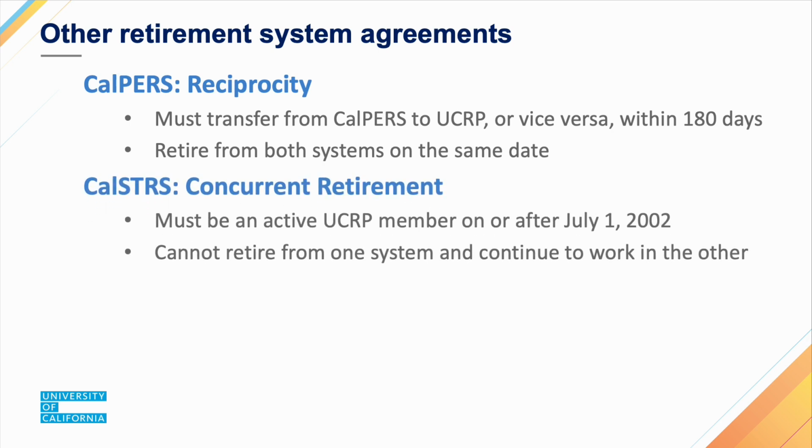To qualify for the concurrent retirement with CalSTRS, you must have been an active UCRP member on or after July 1 of 2002, when UCRP entered the agreement with CalSTRS. While you don't have to retire from both systems on the same day, you can retire from one system and earn service. You cannot retire under one system and earn service credit in the other system at the same time.